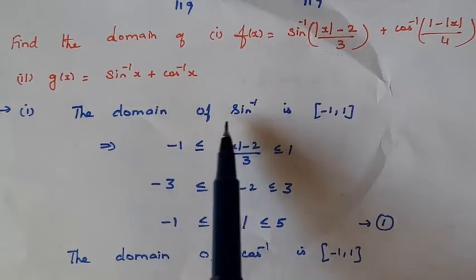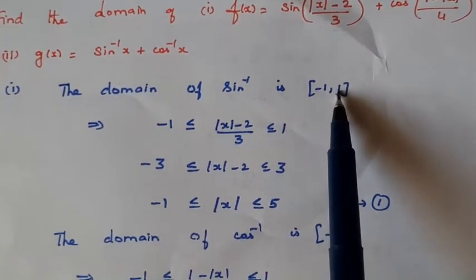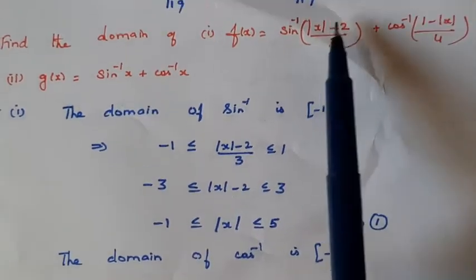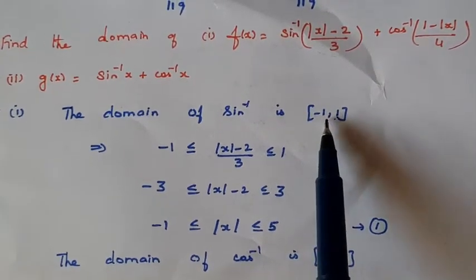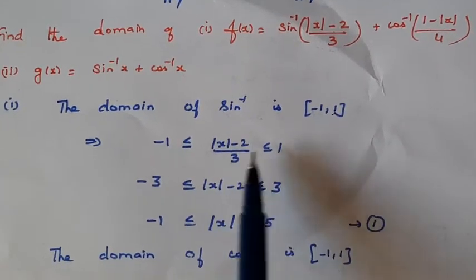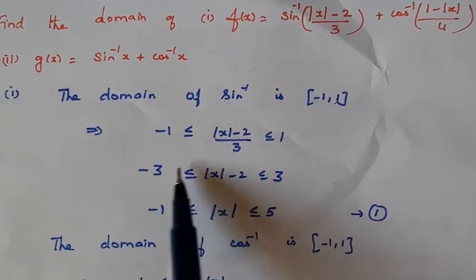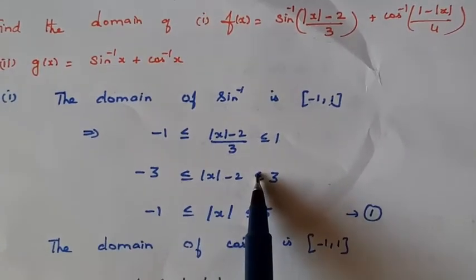So you know that the domain of sin inverse function is nothing but minus 1 to plus 1, closed interval minus 1 to 1. So this one, modulus of x minus 2 by 3 should lie between minus 1 and plus 1. Okay. Now multiplying throughout by 3 in order to get rid of this denominator, you will have minus 3 less than or equal to mod x minus 2 less than or equal to 3.